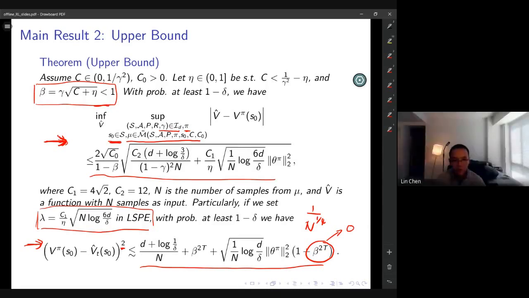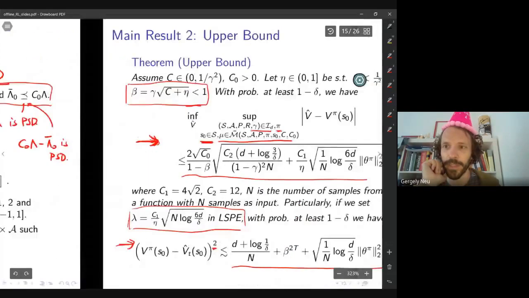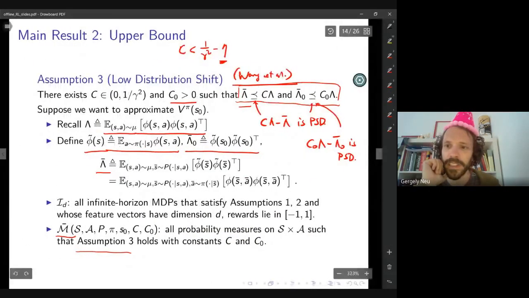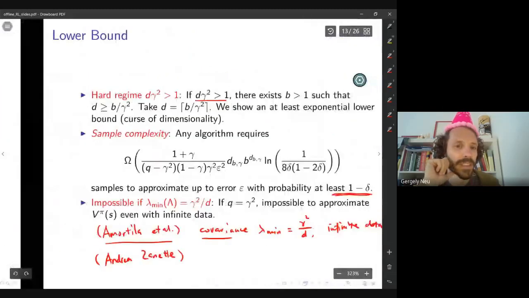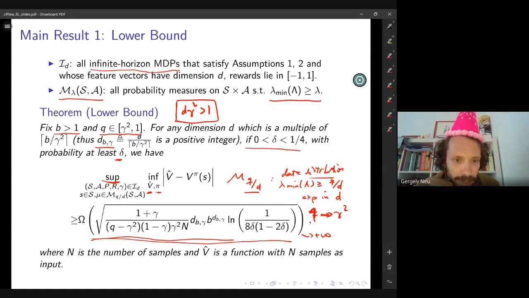Yeah, thank you for the question. Maybe I had some more questions regarding the lower bounds, the actual statement that had all these Q and B parameters in them. I was still parsing that.